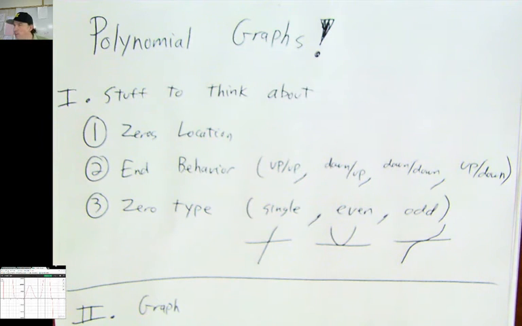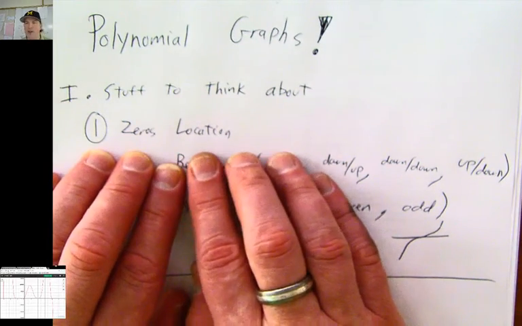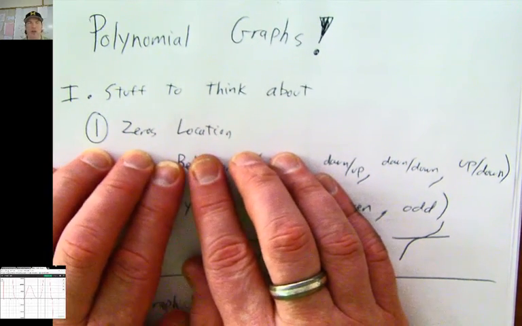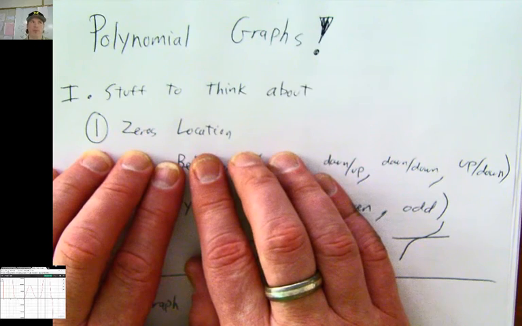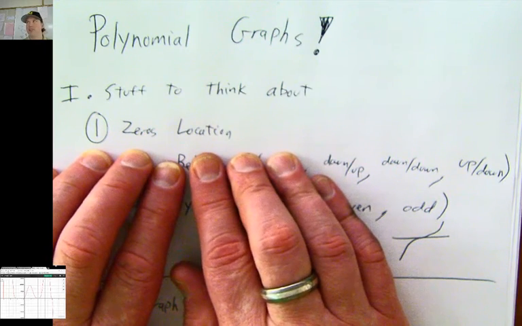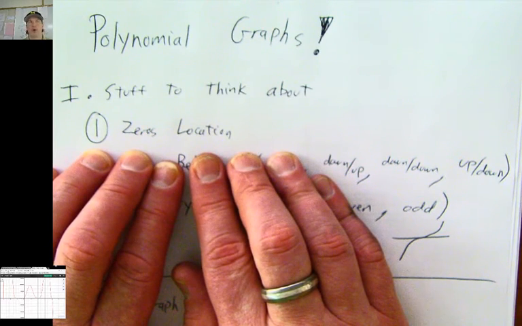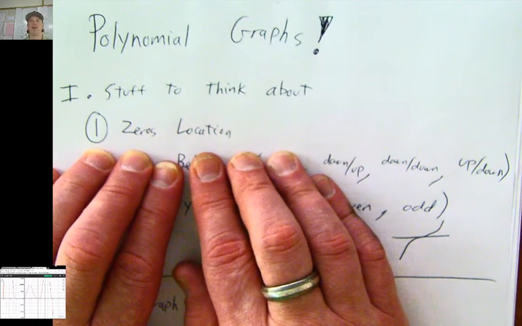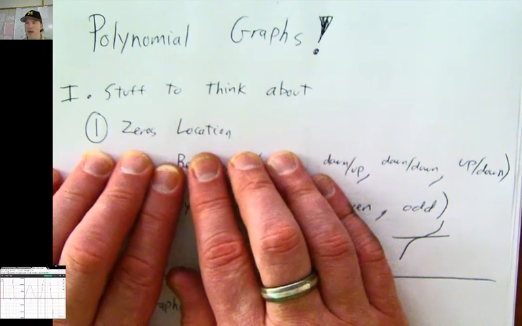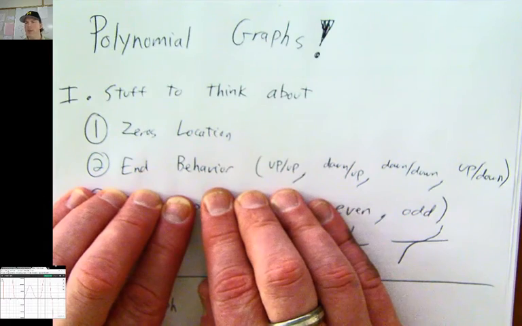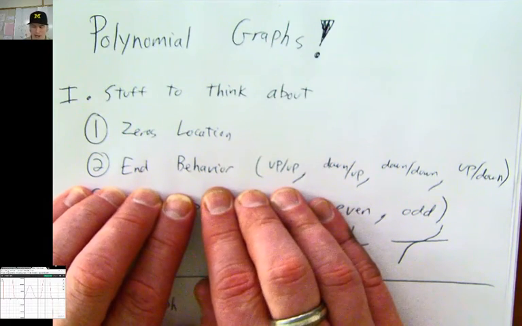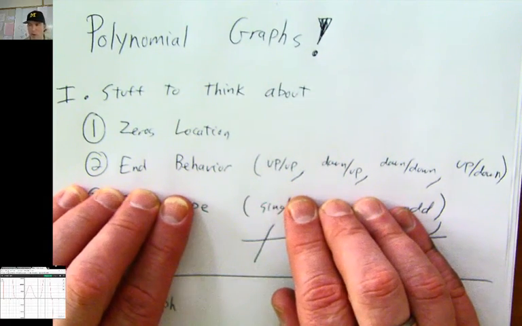Before we get into the graphs, whenever you graph these problems, there's three things you want to think about. First thing you're going to think about is the zero's location. X minus 3 has a 0 at 3. X plus 4 quantity cubed has a 0 at negative 4. Stuff like that. Next thing you want to think about is the end behavior of the graph. Is it up, up, down, down, or up, down?